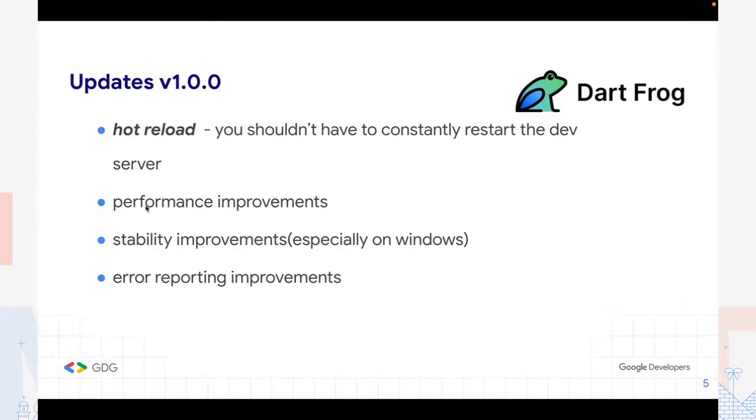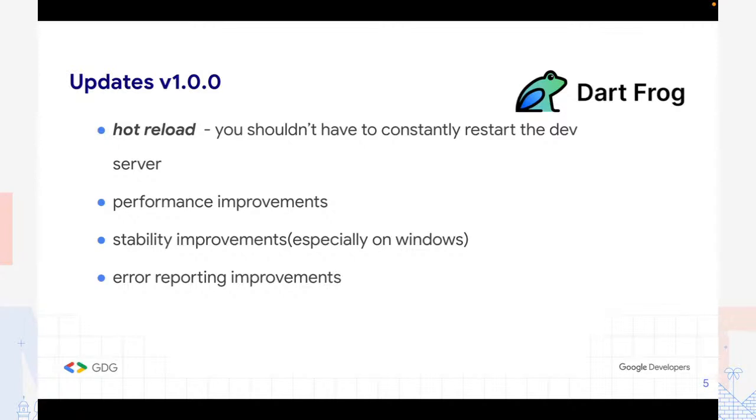And then some performance improvements, because the very first version was more like an experimental version also. Obviously there were a lot of improvements on the performance, and stability improvements as well, especially on Windows. We all know that lately most of the updates are done keeping the Windows and desktop platform in mind. So even Dart Frog was improved so that it can be supported on the desktop as well.